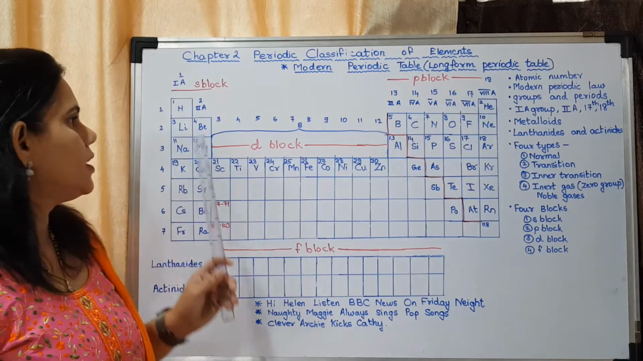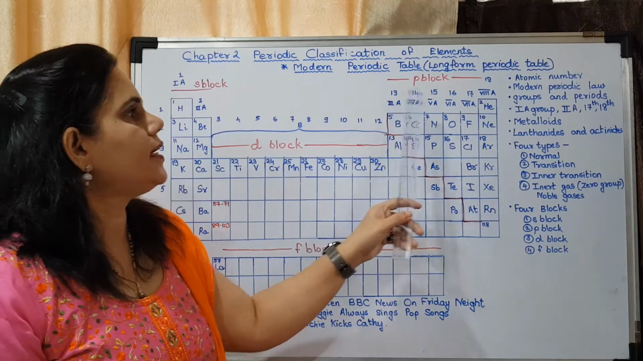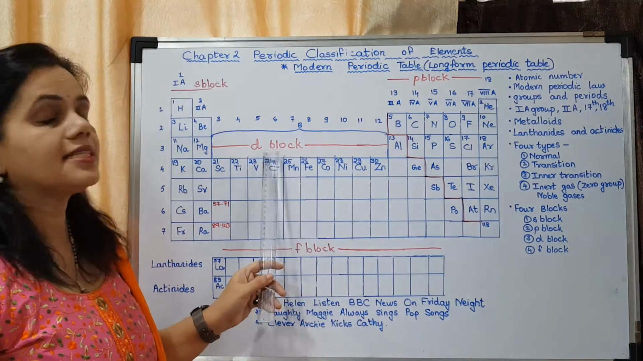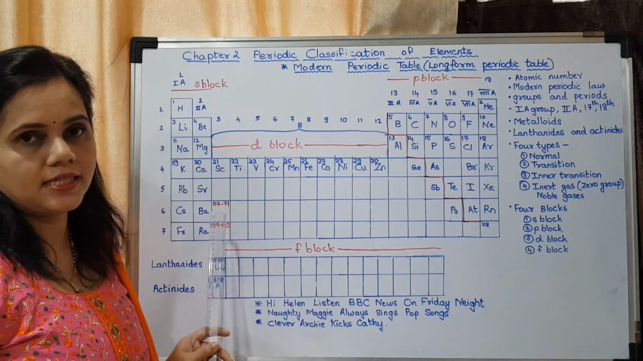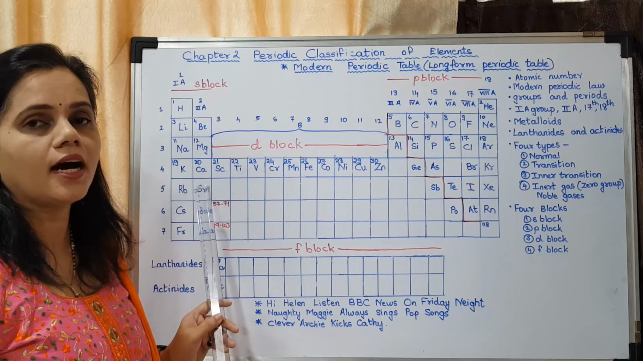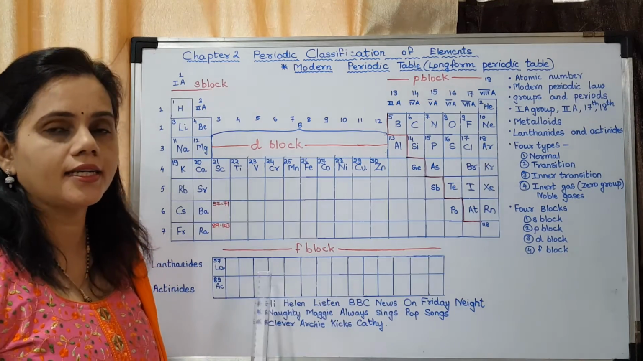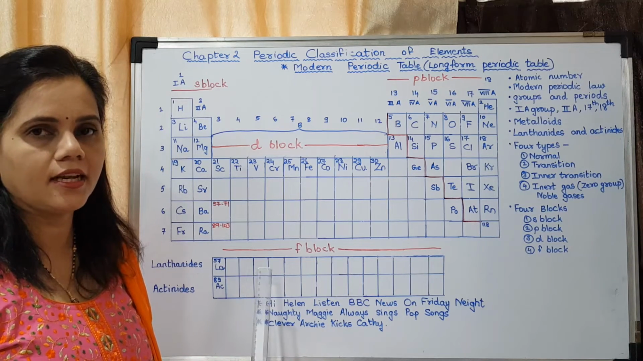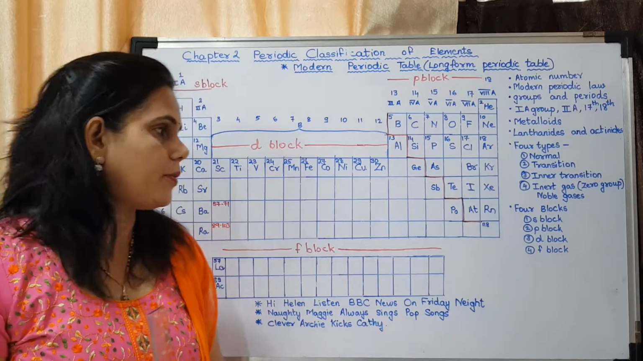So these elements, 1 and 2, S block; 13 to 18, P block. These are all transition elements which belong to the D block. So transition elements belong to the D block, and inner transition elements belong to the F block. Hope you have understood all the points.